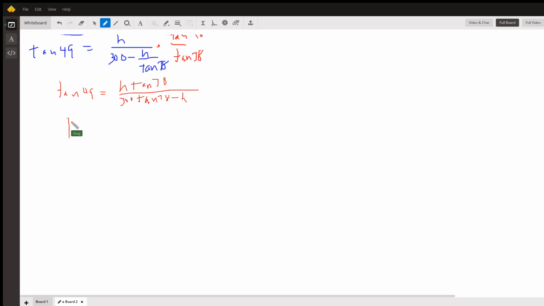So I get 300 tangent of 49, tangent of 78, minus h tangent of 49 equals h tangent of 78. Now we're sort of getting somewhere. Because I have two terms that have h in them, I'm going to get those two terms on the same side of the equal sign.